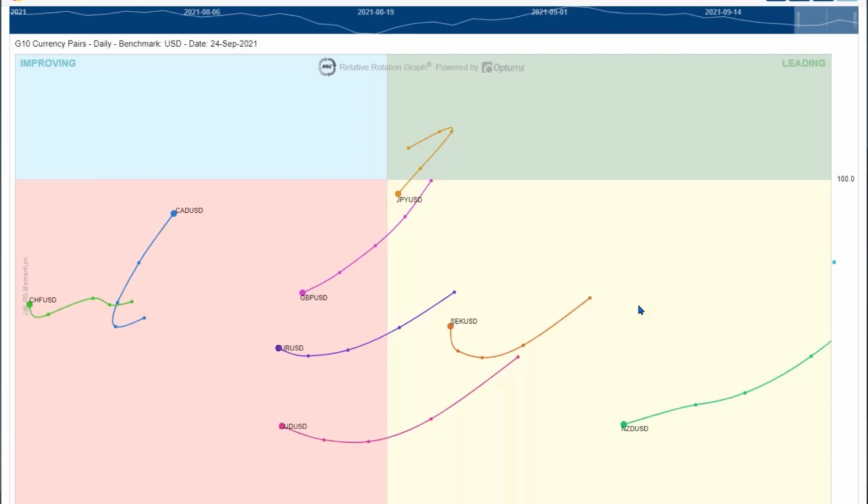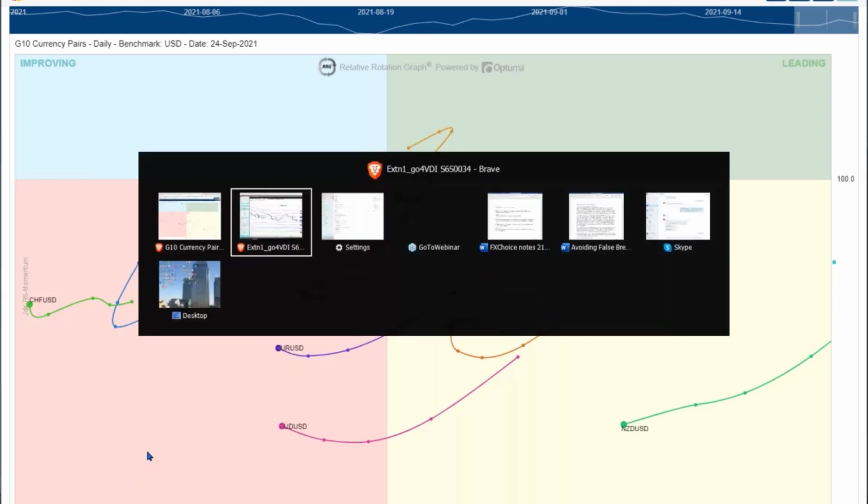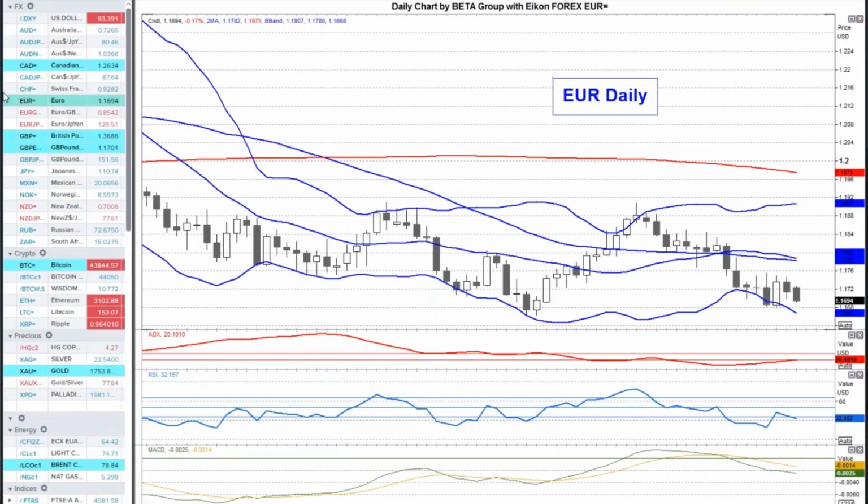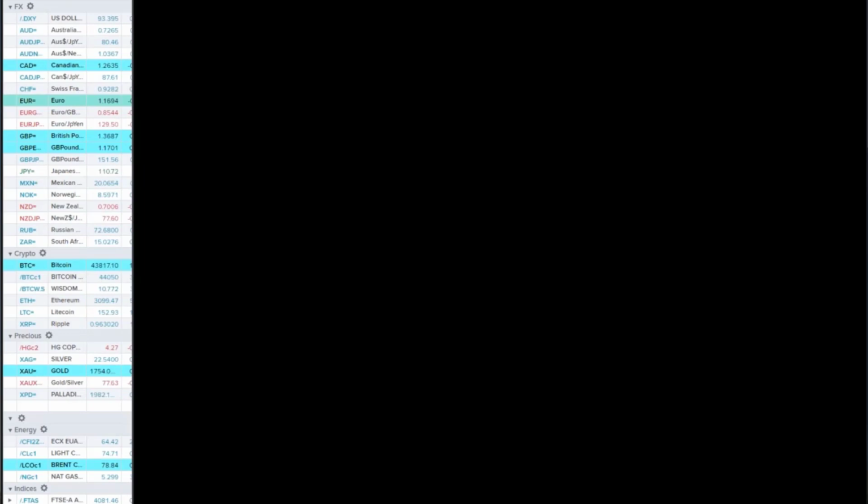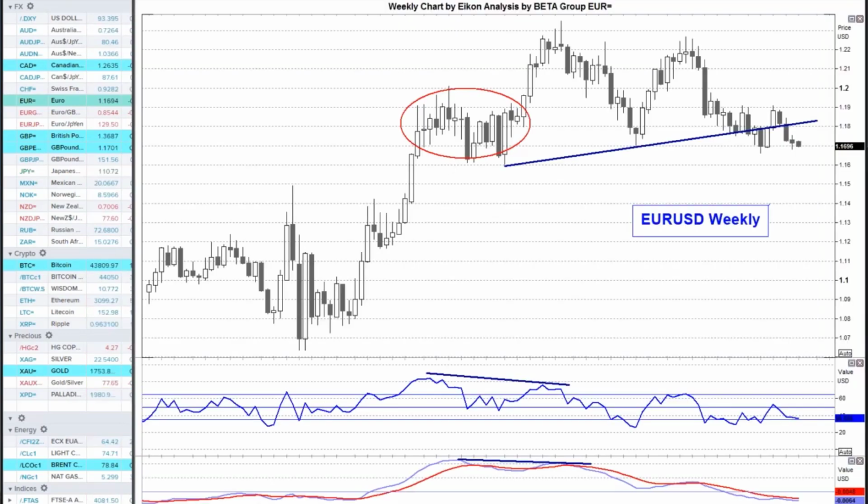But what is attractive is the US dollar. The most unattractive is the Swiss franc, and heading in the wrong direction are the Australian dollar, the euro, the pound, all of them really heading in this southwesterly direction. So there's a very clear message from the RRG at the moment. So let's start with the euro firstly, and I'll just move to the weekly chart of the euro.